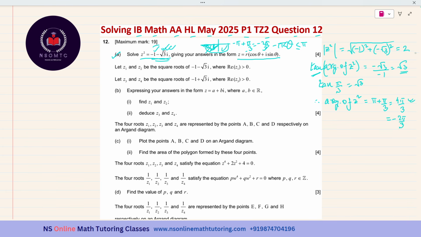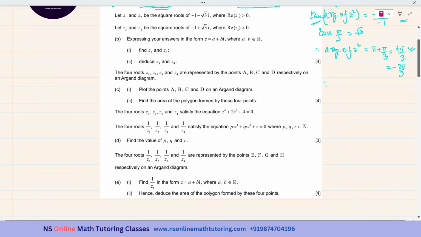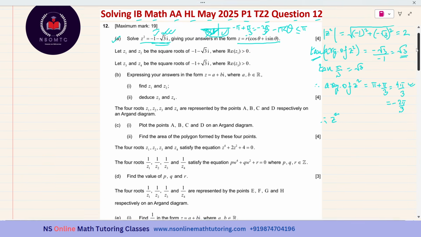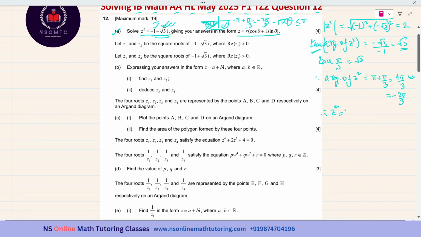Therefore, z squared is equal to 2, the modulus, times cos of negative 2 pi over 3 plus i sine of negative 2 pi over 3. And now we have to take the square root using de Moivre's theorem.